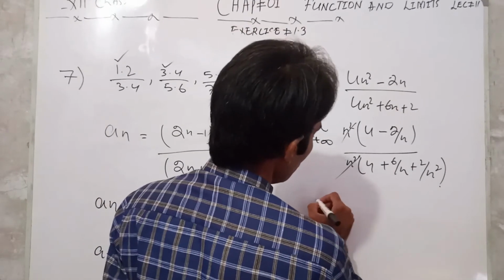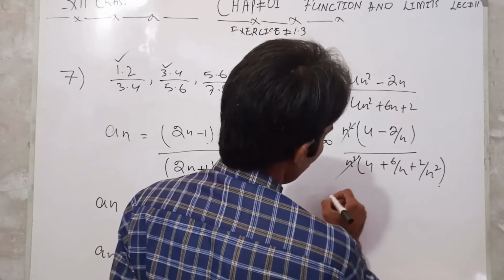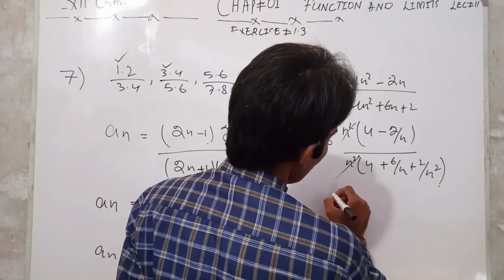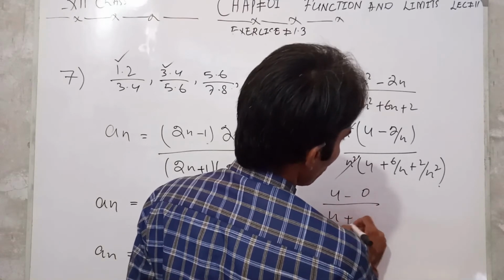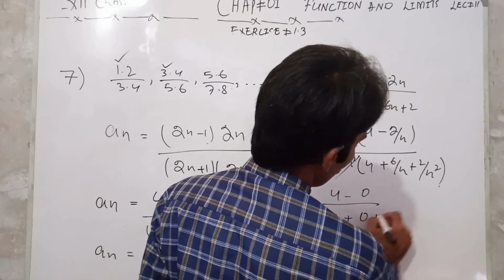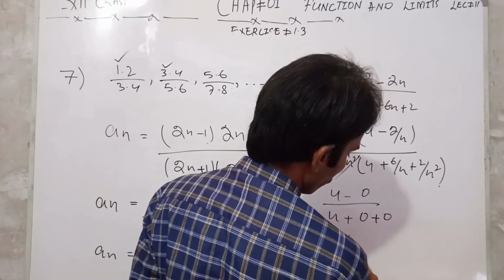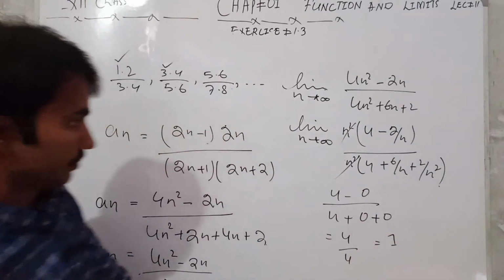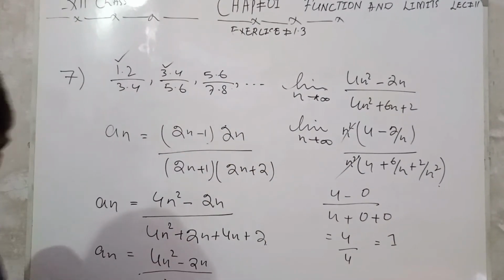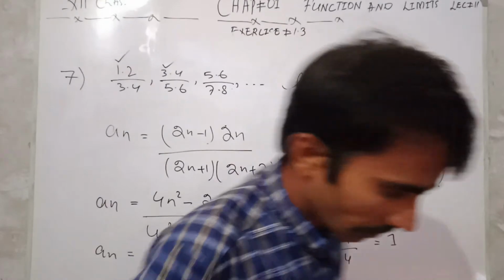Now we will apply the limit. When we apply the limit, we get 4 minus 0 divided by 4 plus 0 plus 0. So we get 4 divided by 4, which is equal to 1. So this is the answer. This is all about question number 7.